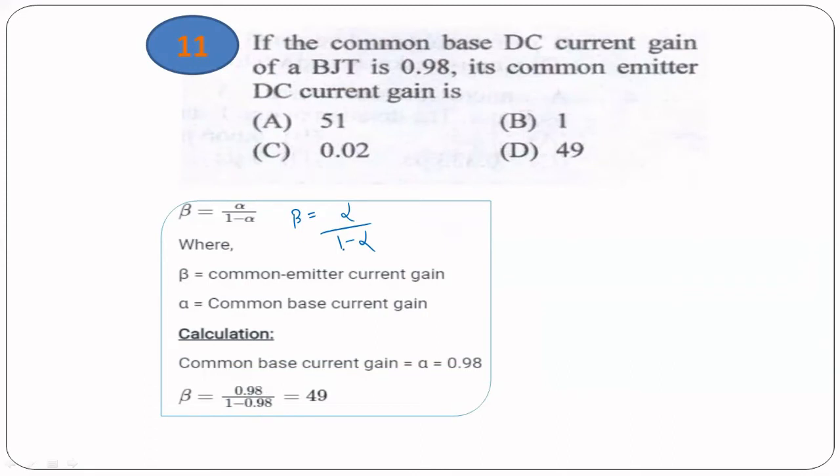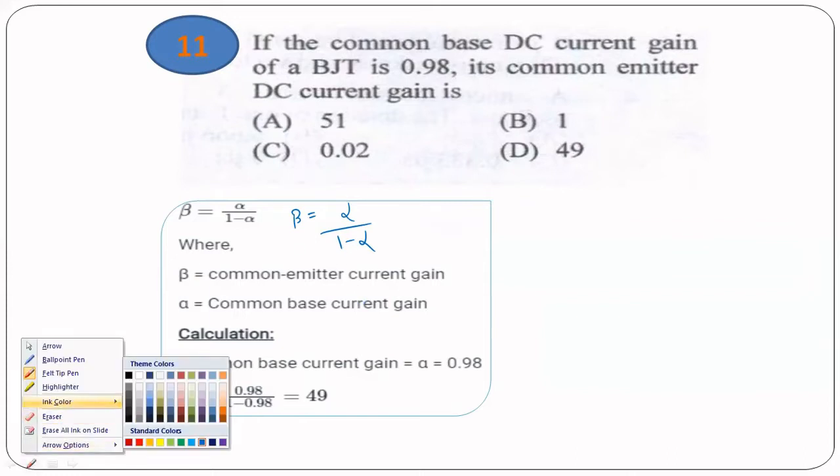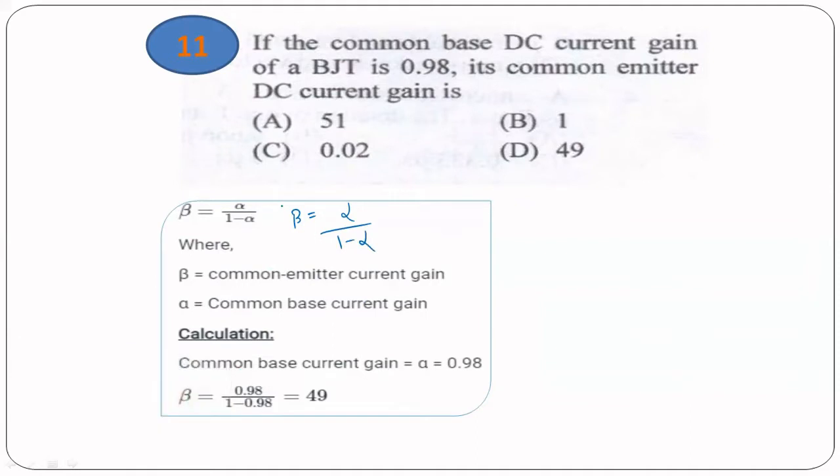So we need to find the DC current gain, which is basically beta, and alpha is already given as 0.98. If we apply this formula, we get beta equal to 49. So beta is equal to 49, which is option D. Let us look into the next question, friends.